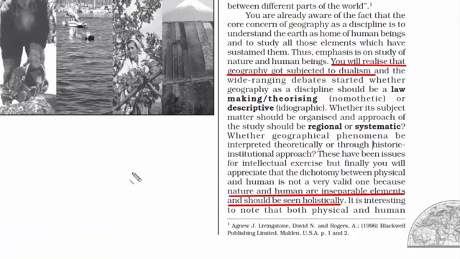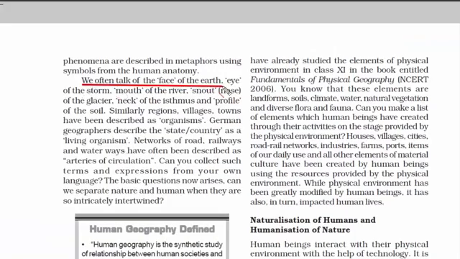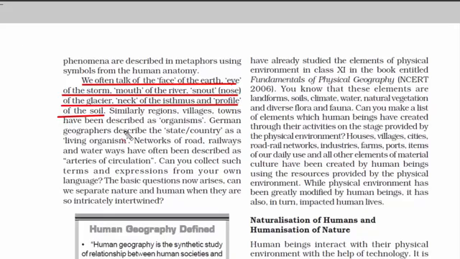Now try to understand these lines. I'm reading it from the page. We often talk of the face of the earth, eye of the storm, mouth of the river, snout of the glacier, neck of the isthmus, and profile of the soil. I hope you can sense a bit of poetic feel in these lines. We are comparing human body parts with the physiographic divisions of nature.